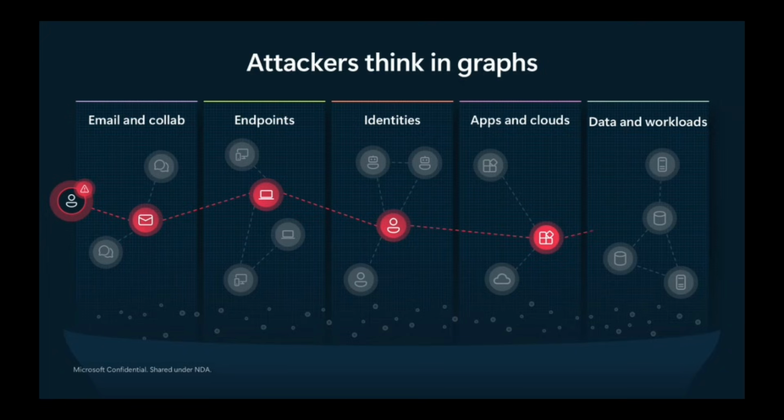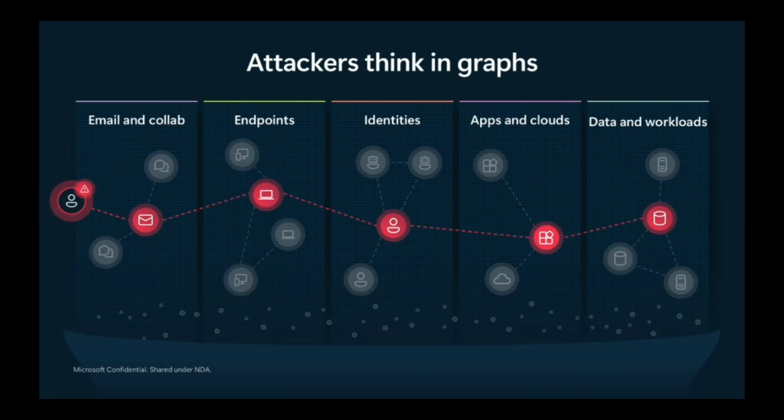So graphs. Attackers don't view your environment as isolated systems. They see relationships. They think how they can propagate within your network. They map out how identities connect to devices. They map out the permissions and resources and how they connect, how they communicate. They think how all of those connect and how they can exploit those connections.